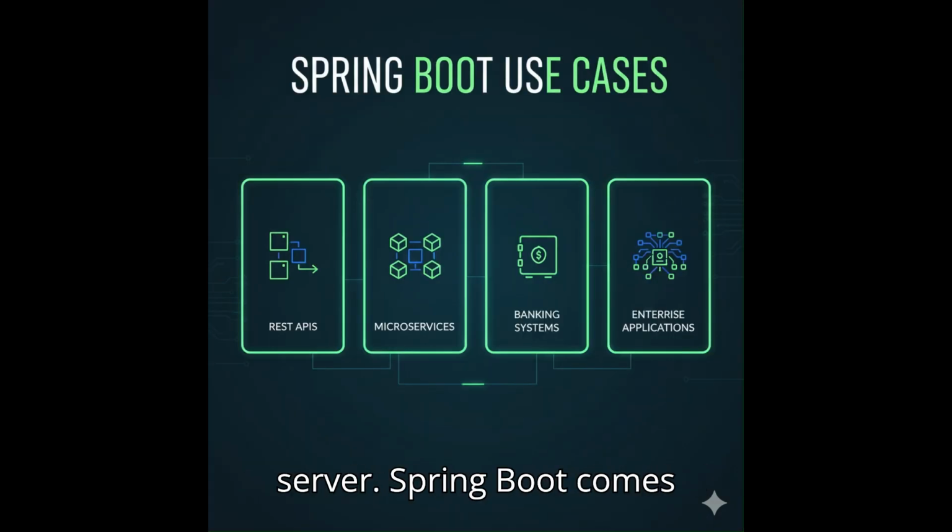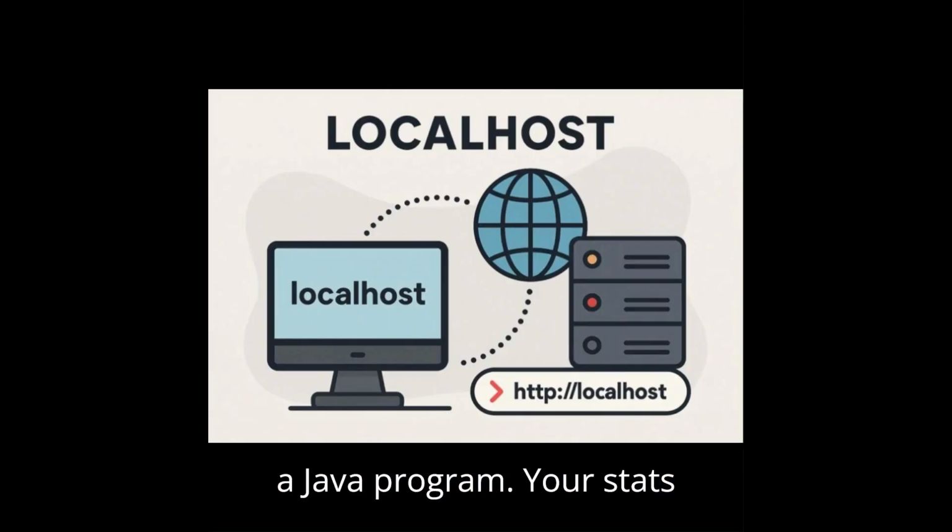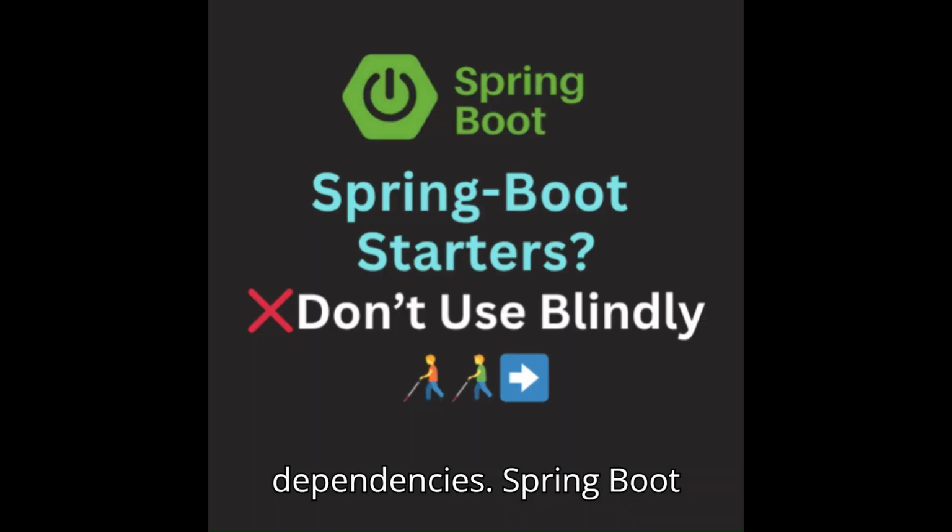Key 2: Embedded Server. Spring Boot comes with an embedded Tomcat server. This means no need to install Tomcat separately. Just run your application as a Java program. Your app starts on http://localhost:8080.